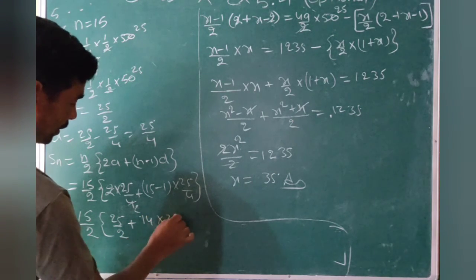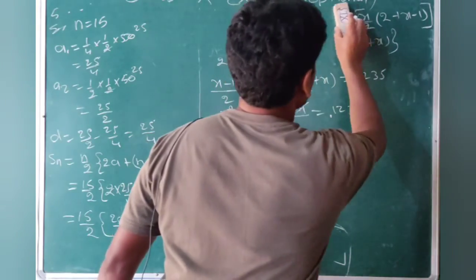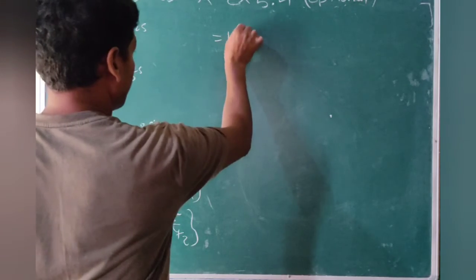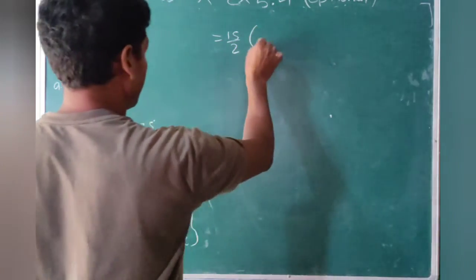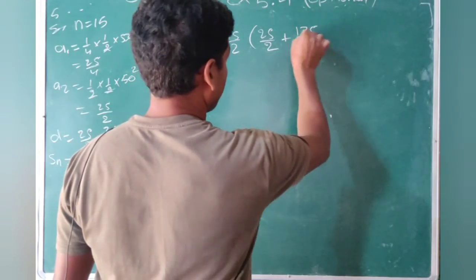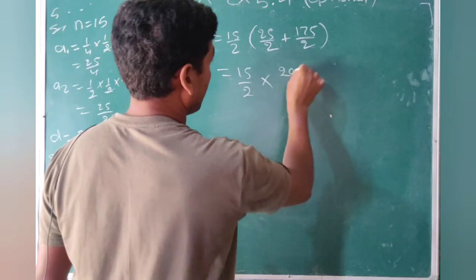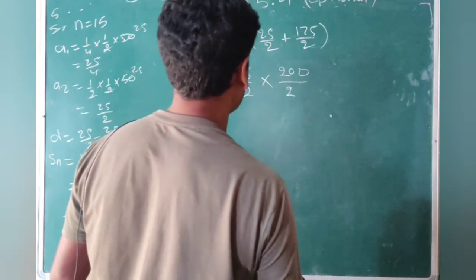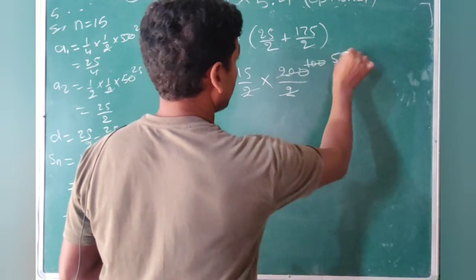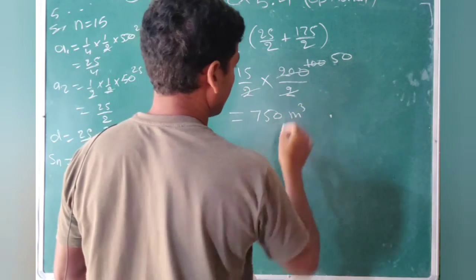that 14 multiply 25/4. See that first, 2 sevens are 14, 2 twos are 4, and then after here we will see the next step is that 15/2, that will be 25/2 plus 25 sevens are 175/2, and then 15/2 multiply, that will be 200/2, 200/2, that will be, now 200 by 2 is 100, so 15 times 5 is 75, that will be 75 meter cube. It means the whole volume will be this one.